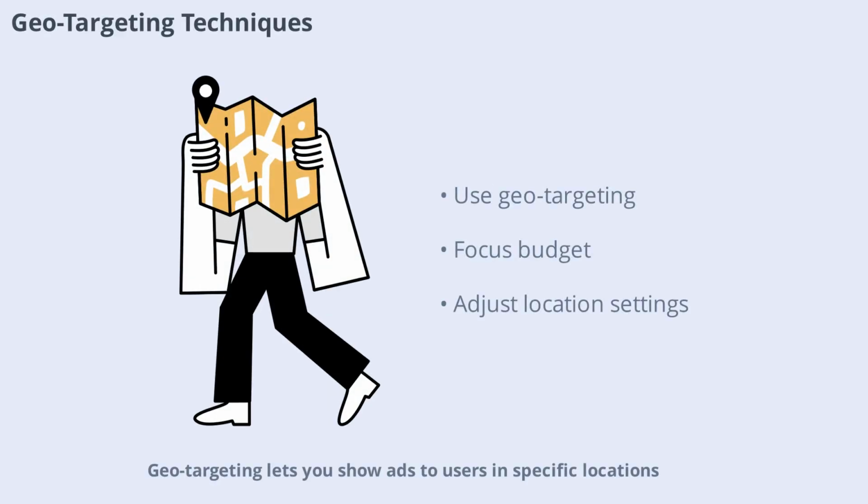Geo-targeting lets you show ads to users in specific locations. By focusing your budget on areas where your customers are, you avoid spending on irrelevant regions. Adjust your location settings to match your business needs and maximize your ad impact.